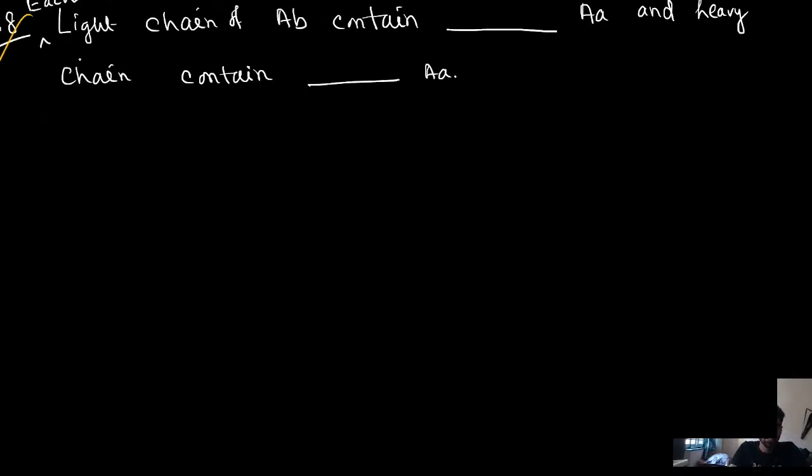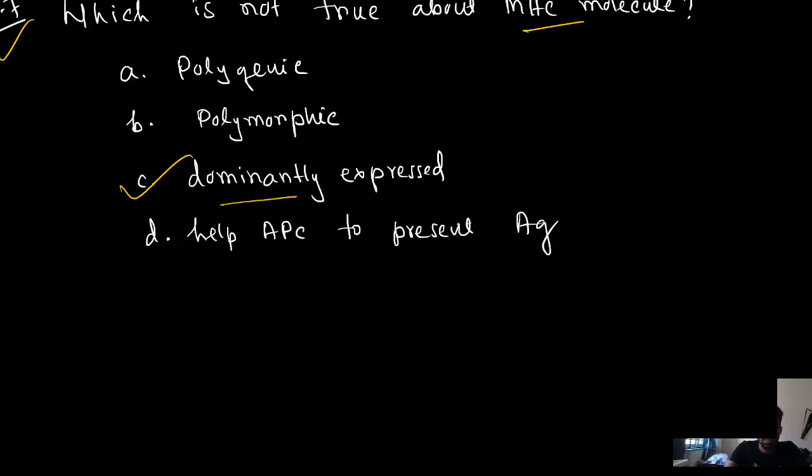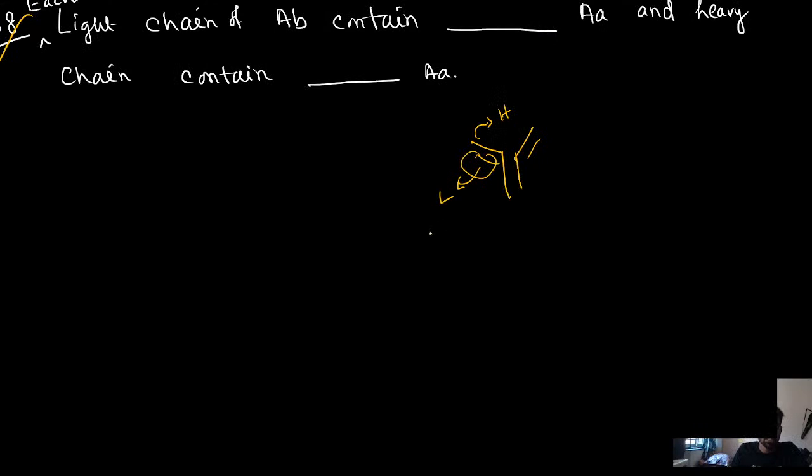Question number 8. Okay, each light chain of antibody contains few amino acids, and heavy chain contains how many amino acids? My question is that we all know this is the light chain and this is the heavy chain. So my question is, can you please tell me light chain how many amino acids and heavy chain how many amino acids?